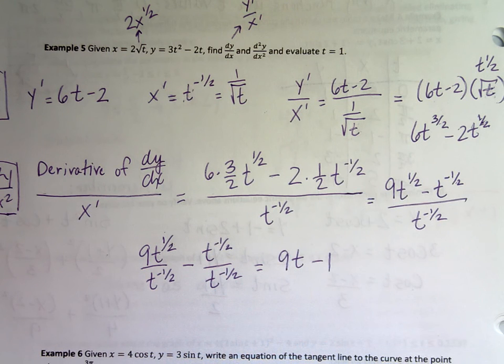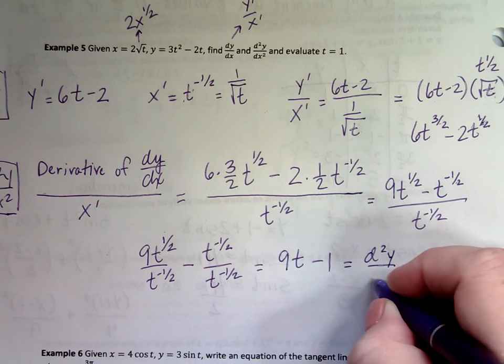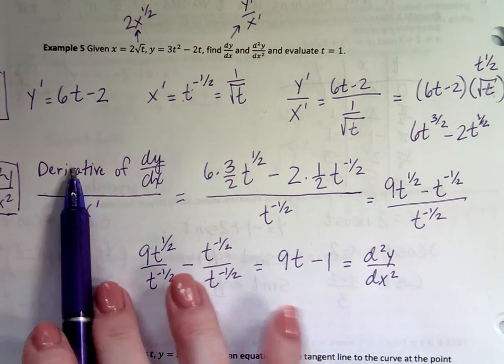And so that, my friends, is what d squared y over dx squared actually equals, your second derivative. So it's the derivative of dy over dx, the first derivative, divided by x prime.